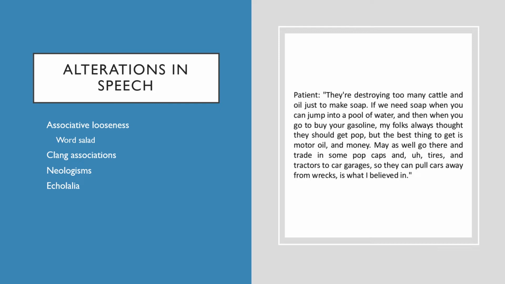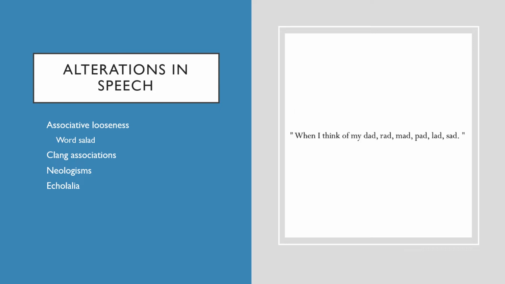Their thought processes are very loosely associated with each other. The second alteration in speech that we can look at is clang association, and that involves rhyming words that have similar beginning sounds. So when I think of my dad, Brad, mad, pad, lad, sad, right? Clang associations are those rhyming or similar beginning sounds.